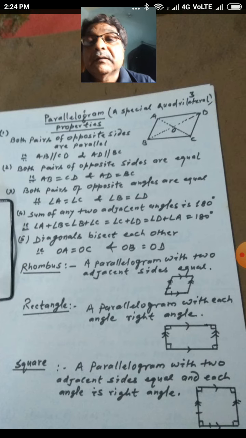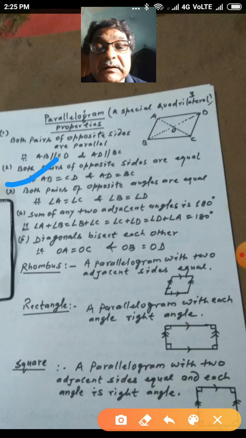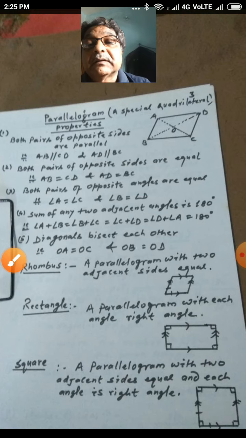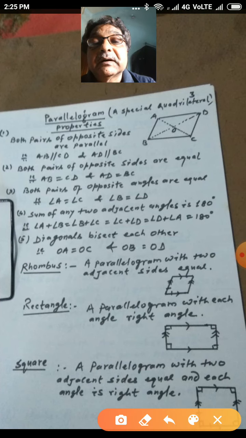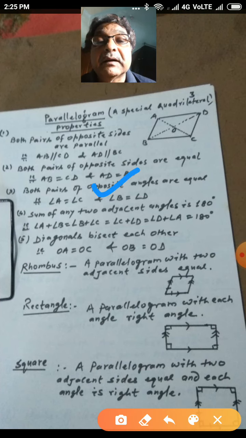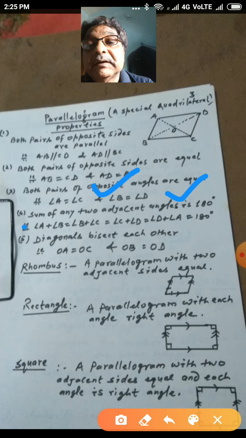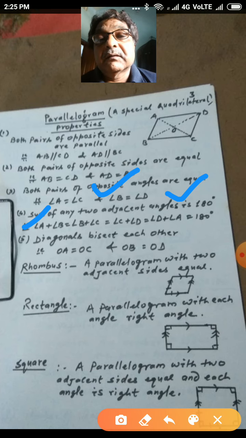The second property is that both pairs of opposite sides are equal, that is AD equals BC and AB equals CD. The third property is that both pairs of opposite angles are equal, that is angle A is equal to angle C while angle B is equal to angle D. The fourth property is that if you add any two adjacent angles, the sum will be 180.